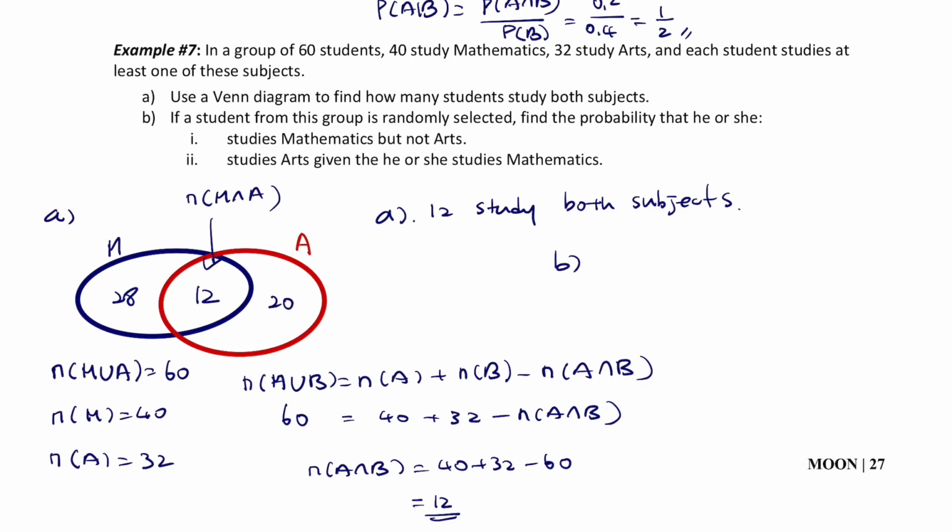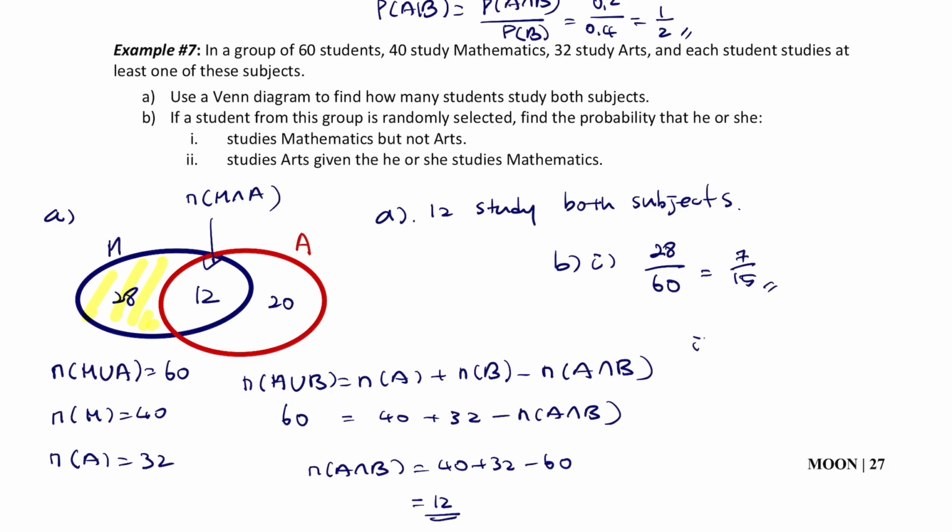Then question B, if a student from this group is randomly selected, we need to find the probability that he or she studies mathematics but not arts, right? So we are talking about this portion. So to find the probability, we just have to do 28, the number of students who are only taking mathematics, over the total number of students. So the simplest form of this fraction is 7 over 15, and this is your answer.